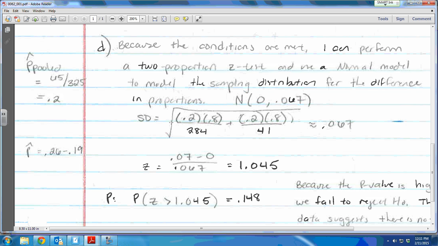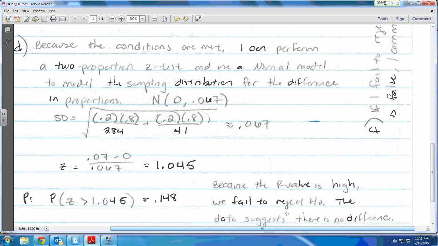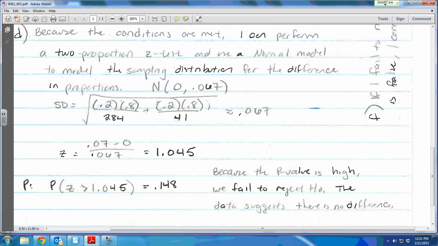0.148 is otherwise known as the p-value, right? That's that magic number that we make all of our decisions based off. Is 0.148 high or low? If it's high, we do what? Because the p-value is high, we fail to reject H0. The data suggests there is no difference, and it should be in context. I get lazy. No difference in the proportion of kids smoking. So that means there's no difference in parental influence. That's what it was all asking us about, the parental influence.